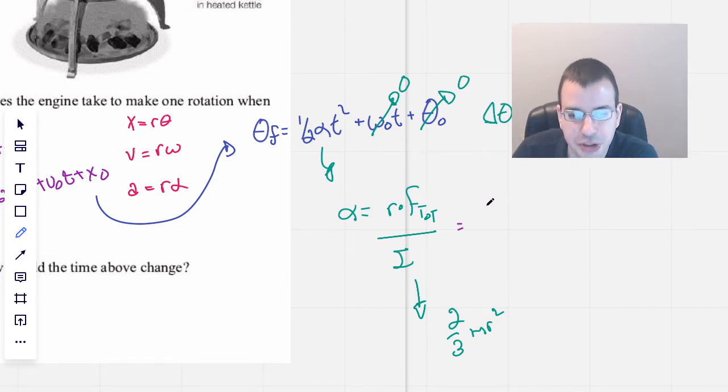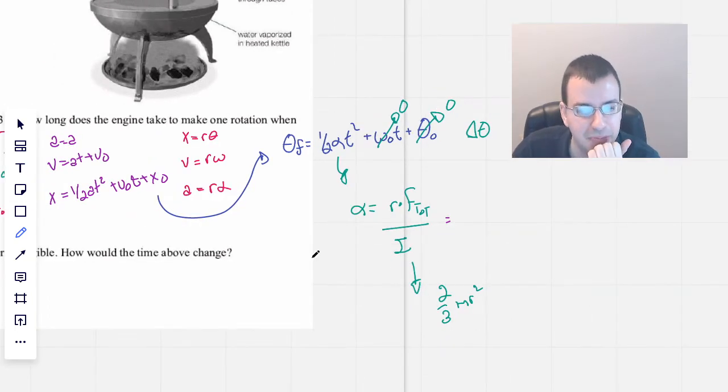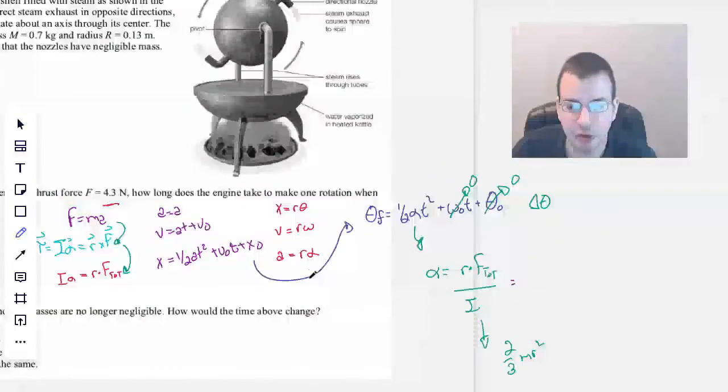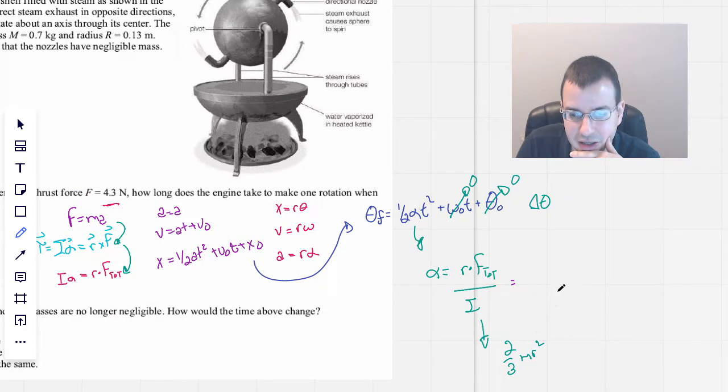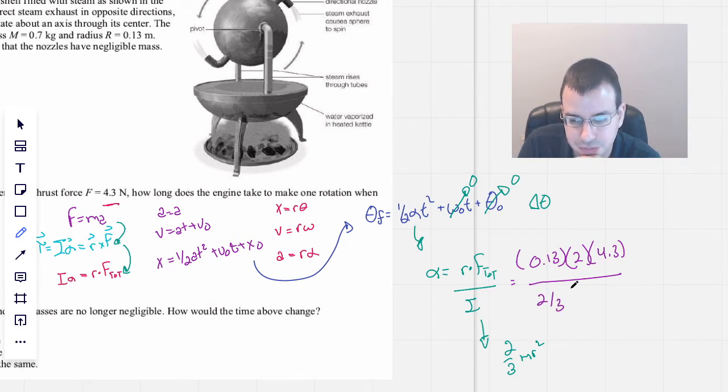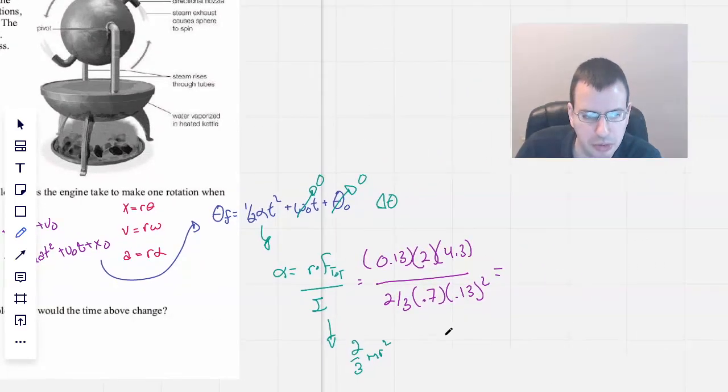I'm just going to write this out. I know I could probably cancel the r's, but to keep me from making mistakes, I'm going to write everything out. So we have 0.13, which is the radius, times 2, because we have two sources of force, times 4.3 newtons, which is the force of each nozzle, times 2/3, times the mass, which is 0.7, times r squared, which is 0.13 squared. Okay?